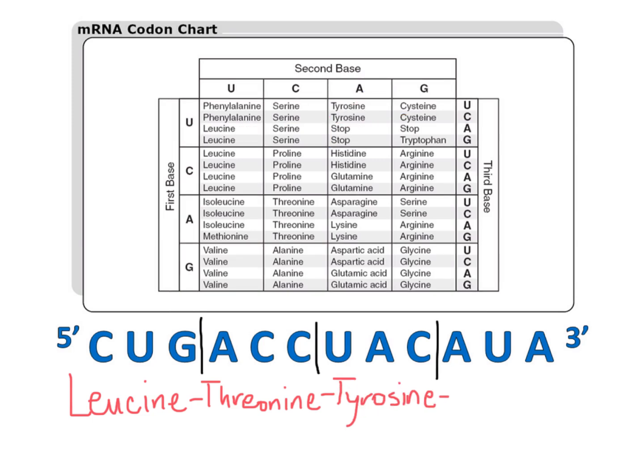And finally, we have AUA. So first base is A, second base is U. So where those intersect is the box with my answer. Once again, I have options. Really need to make sure I find out the right amino acid. So I'll look at that third base A, and isoleucine is the final amino acid.